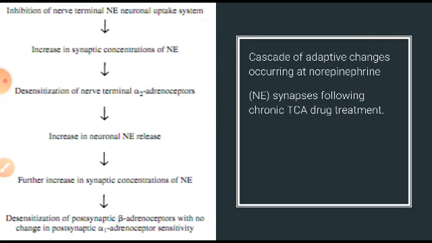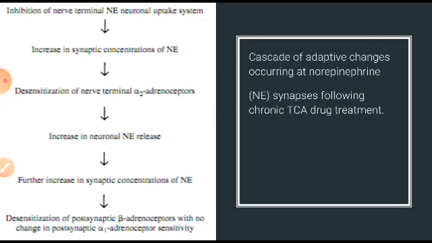Alpha-2 adrenoceptors are known as autoreceptors, and they do the uptake. They are prejunctional, presynaptic receptors. When you are blocking or desensitizing this, the uptake will not be there, so more noradrenaline will be there. Further increase in synaptic concentration of noradrenaline leads to desensitization of postsynaptic beta adrenoceptors, and this way higher activity of noradrenaline will cause the beta adrenoceptors on the postsynapse to be desensitized.